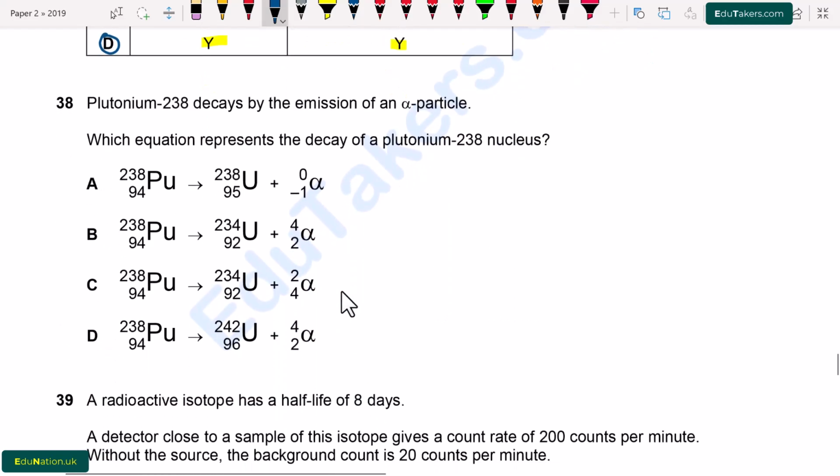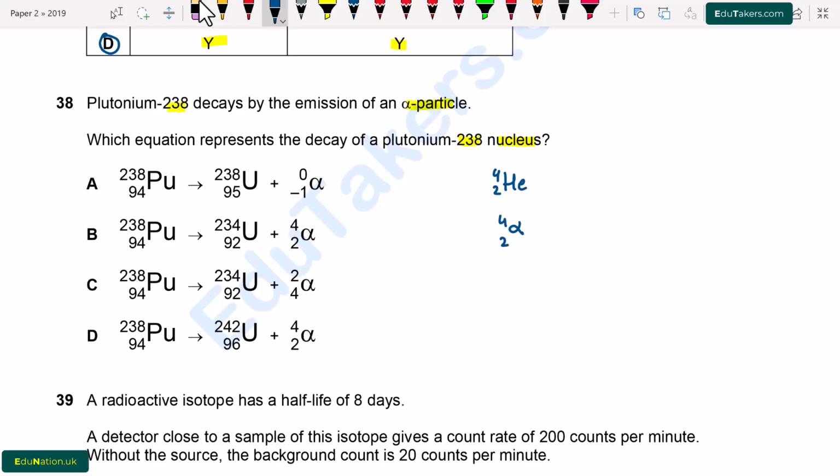Question number 38. Plutonium-238 decays by emission of an alpha particle. Which equation represents the decay of the plutonium-238 nucleus? Here is the alpha particle emission. We know that alpha particles are helium nuclei, so the atomic number of an alpha particle is 2 while the mass number is 4.